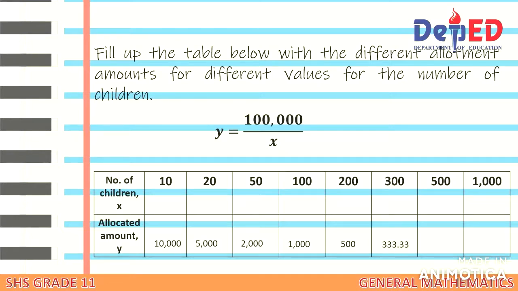So if x is equal to 300, y is equal to 333 and 33 cents. So if the number of children is 500, what will be the allocated amount, which is y? So it is equal to 200. And if the number of children is 1,000, the allocated amount will be 100 because 100,000 divided by 1,000 is 100. Okay?